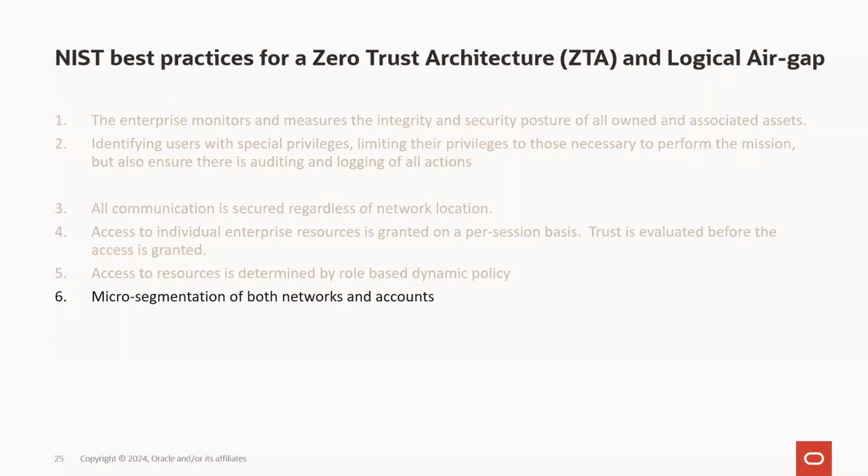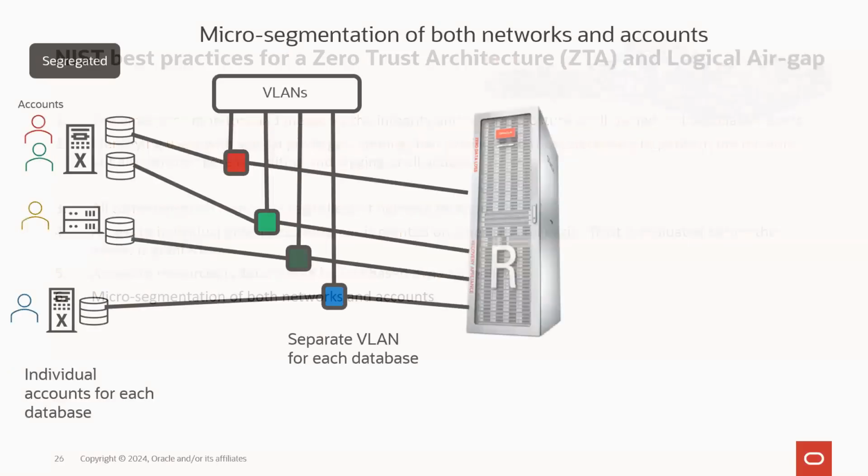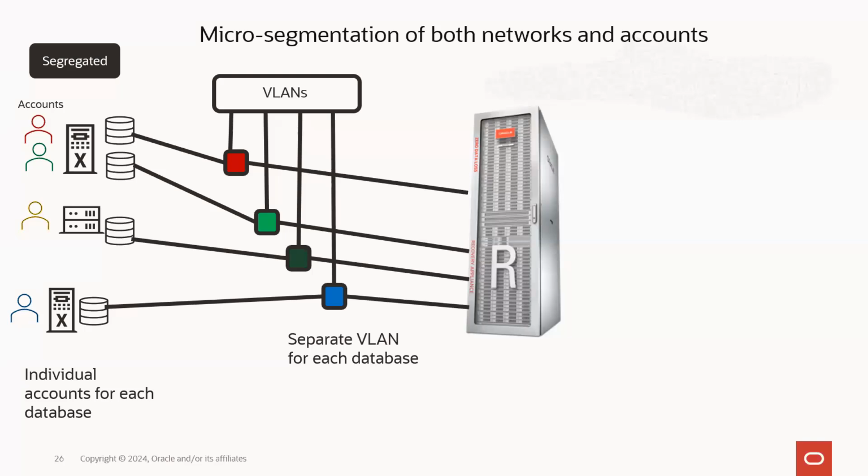The last thing it mentions is microsegregation. And I tried to come up with a picture here. And one of the things with the logical isolation it mentioned is VLANs. And also I have in here is accounts.